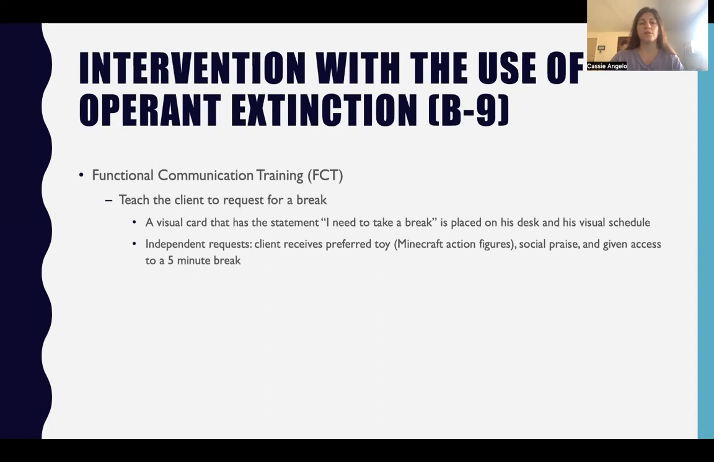So the intervention with the use of operant extinction. What we used was functional communication training, or FCT. And what we did was we taught the client to request a break. So we had a visual card that had the statement, "I need to take a break." And we placed it on his desk, as well as his visual schedule that he walks around with. So for any independent requests, the client would receive his preferred toy, which is his Minecraft action figures. He'd also receive social praise, and then he was given access to that 5-minute break.